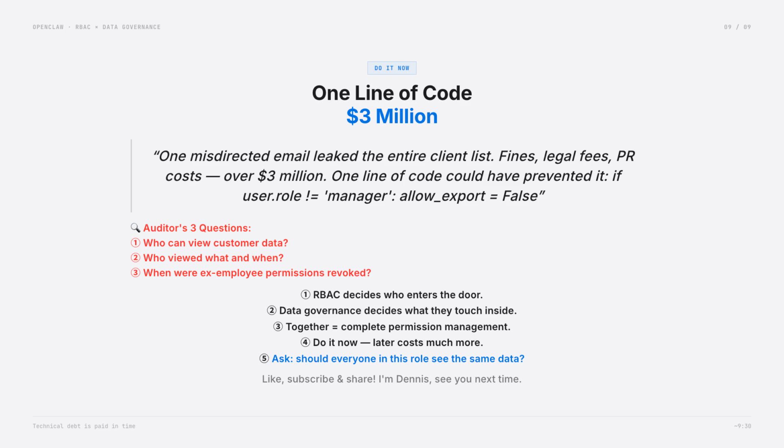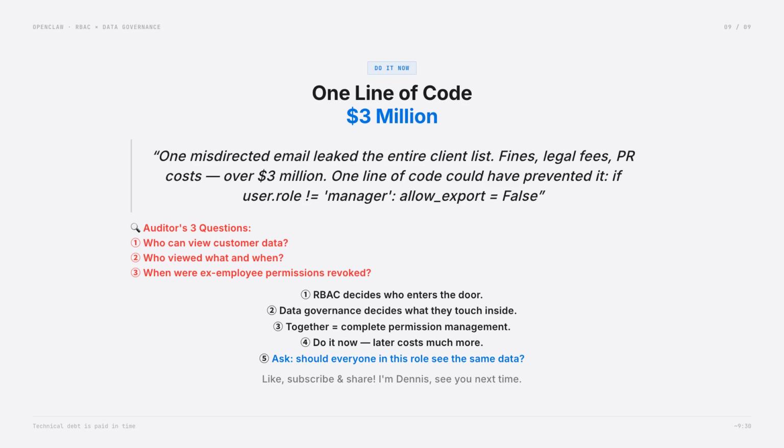Here is a more painful number. A company's sales employee accidentally emailed the entire client list to the wrong person. Client list leaked. Privacy fines, legal fees, PR costs, over $3 million, and this whole thing could have been prevented by 1 line of code. If user.role = manager, allow_export = false. 1 line of code, $3 million.